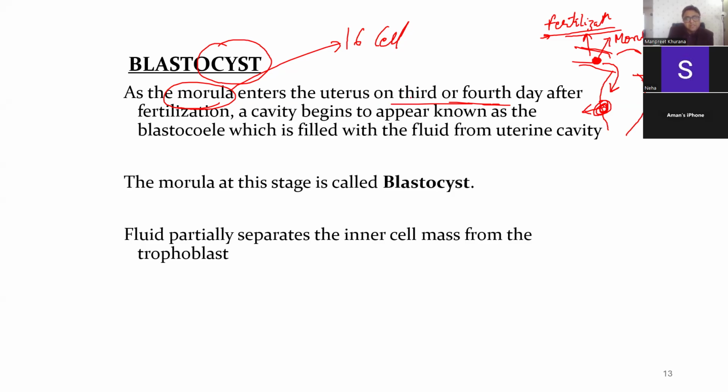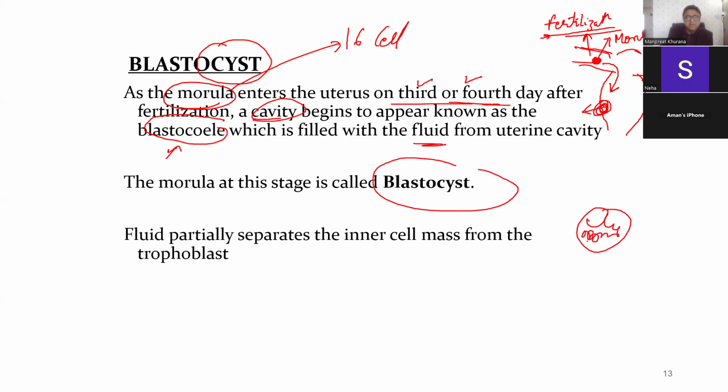So at this stage, at the third or the fourth day, a cavity begins to appear. When a cavity begins to appear, it gives rise to the blastocele, which is filled with fluid from the uterine cavity. So there is a lot of fluid which gets filled inside this morula. At this stage, we call the morula a blastocyst. What does the inner cell mass give rise to? Embryo. And the outside was trophoblast. That fluid comes in between these two, and we call it blastocyst.